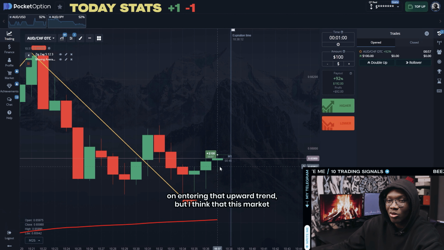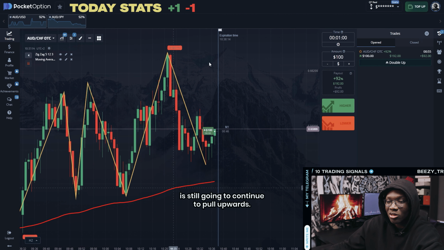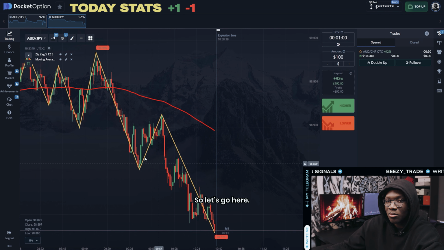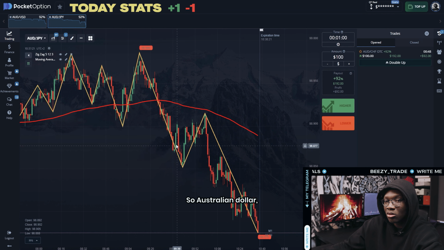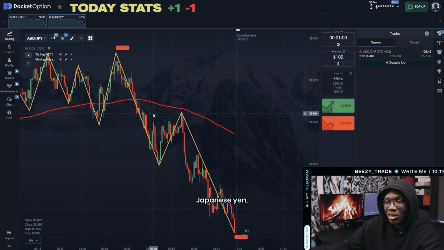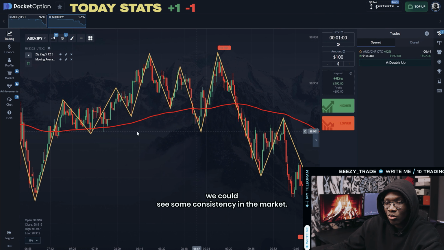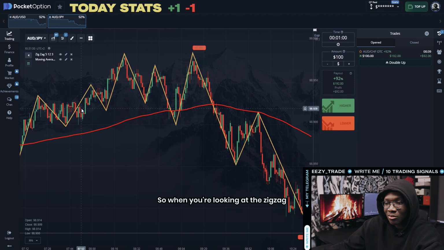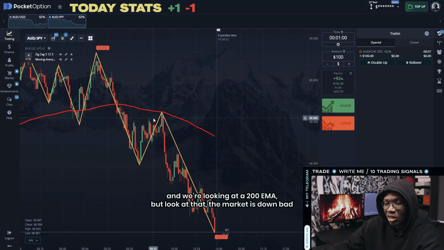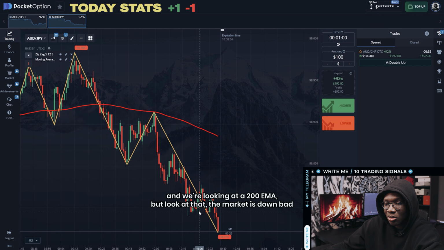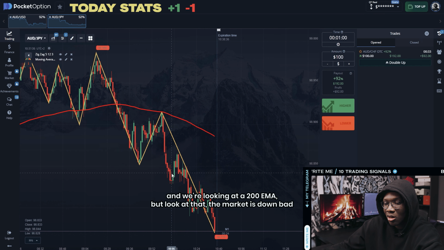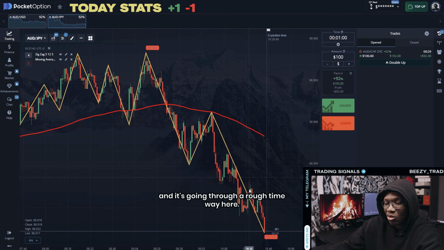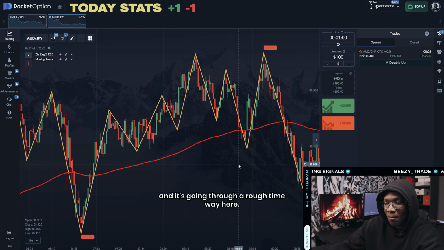I'm very, very late on entering that upward trend, but I think that this market is still going to continue to pull upwards. So let's go here. So Australian dollar, Japanese yen. We can see some consistency in the market when you're looking at the zigzag. And when we're looking at our 200 EMA, we're seeing that the market is down bad and it's going through a rough time right here.